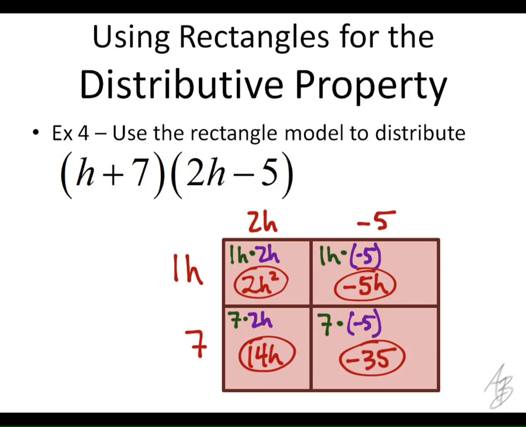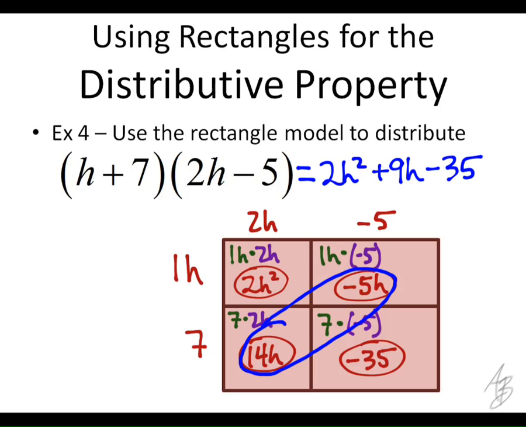Now, are you guys noticing a pattern on which ones we're going to be able to combine? It's almost always going to be these two, right? Have you noticed that? Alright, so when we write this, which one should go first? 2h squared. Then we have the 14h and the negative 5h. When we combine those, what do we get? Okay, it's a positive 9h, so we'll put plus 9h and then minus 35. Pretty easy, isn't it?